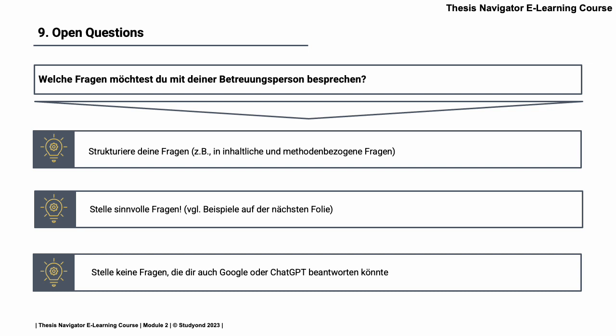Similar to the section on limitations, it makes sense to divide your questions, for example, into content-related and methodological questions. Also note that there are basically no stupid questions and you should not be afraid of looking silly just because you ask something that might seem obvious. However, questions that Google or ChatGPT can answer within a second, of course, should not be asked.